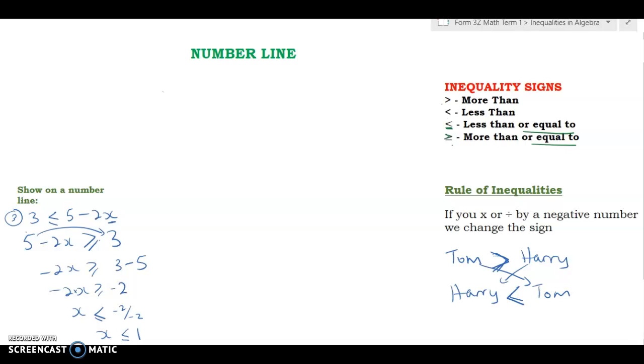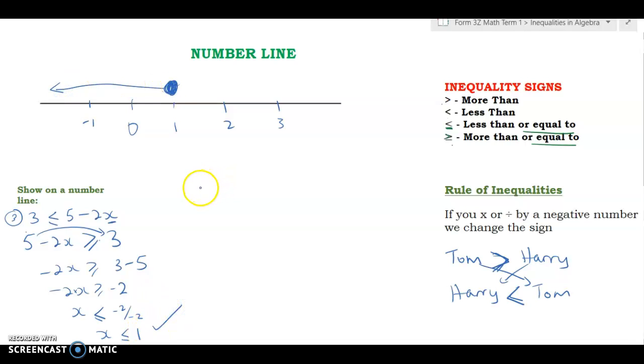Now the number line for this would look like this. I have my 1, like my 1 could be here. I could have a 0, I could have a minus 1 here, 2, 3, etc. Right? And x is less than or equal to 1 would be a circle here with that color, and I'll take all these values here. So that, everybody, is the third solution.